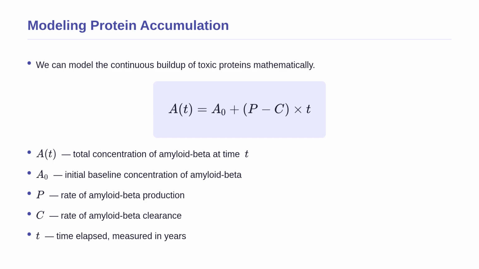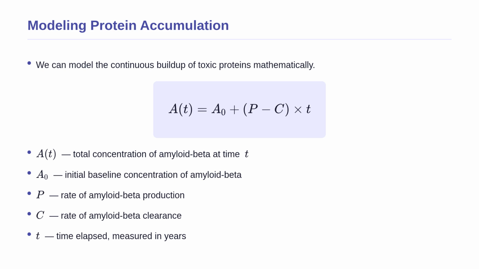This ability to predict the disease years in advance leads us to our mathematical model. While Alzheimer's is a biological disease, scientists use math to understand how fast these toxic proteins accumulate over time. The formula is A of t equals A0 plus the quantity P minus C multiplied by t. Let us break this down.